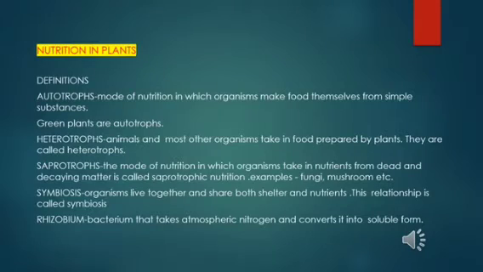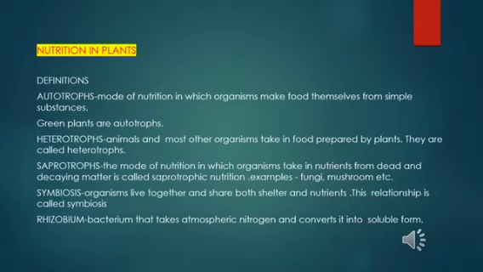Be thorough with these definitions. That is, what are autotrophs and heterotrophs, saprotrophs, and symbiosis. Of course, autotrophs, you know the mode of nutrition. Here, the organisms can make their food themselves. And the green plants come under the group of autotrophs. Under heterotrophs, you have animals and other organisms which take in food prepared by the plants, and they are called heterotrophs. Here you have almost all the animals; human beings come under this group of heterotrophs.